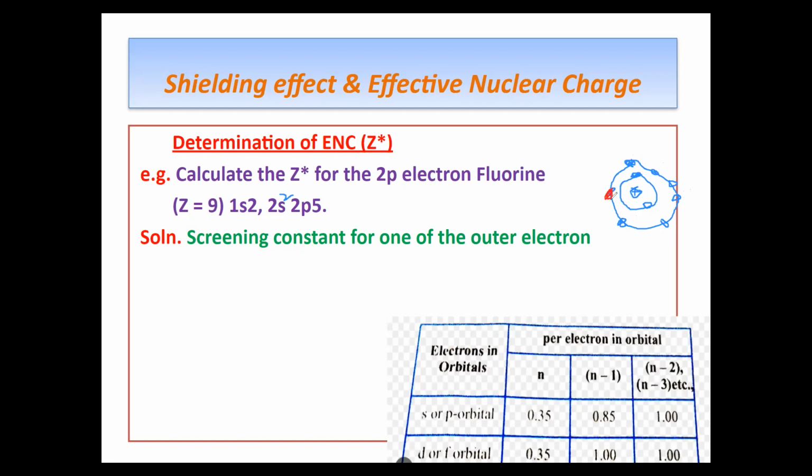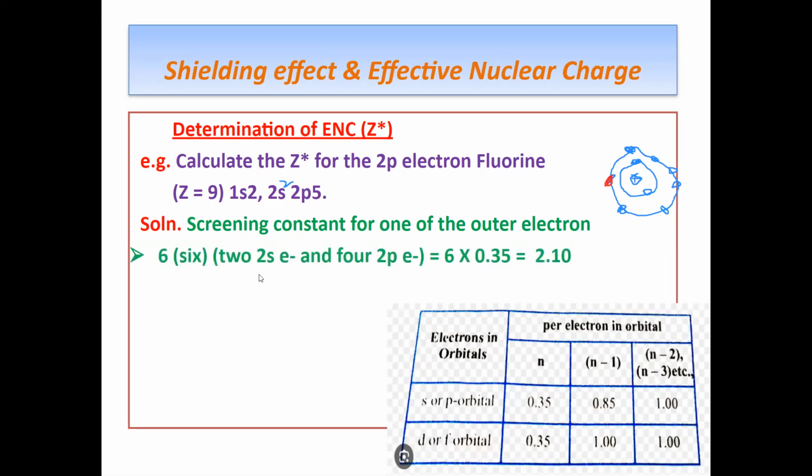For this electron, how many electrons repel with it? See, 1, 2, 3, 4, 5, 6. Am I right? 6 electrons. So now multiply by 0.35 for each electron in the outermost shell, for the 6 remaining electrons. For both s and p orbitals the value is the same, 0.35. 6 into 0.35 is 2.10. This is the screening effect of the outermost shell electrons.